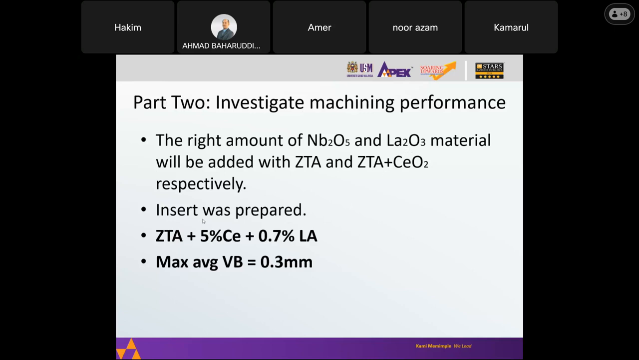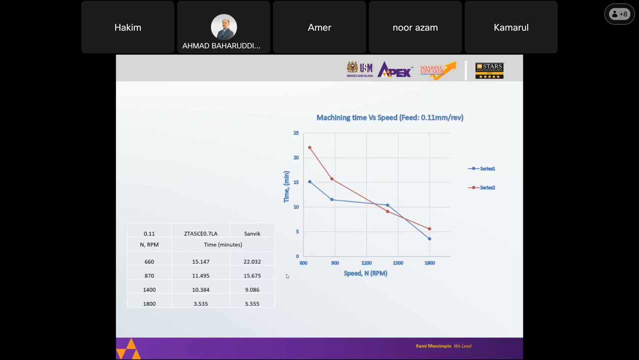So the insert was prepared, but this time according to ISO, the maximum average flank wear must not exceed 0.3. So we take the time to tool life, considered as the machining tool performance criteria for this machining performance, right?